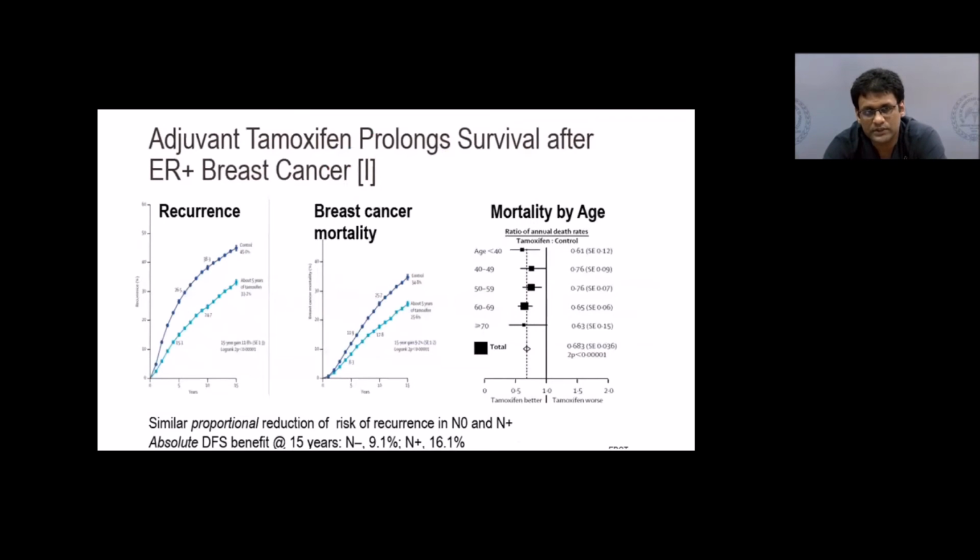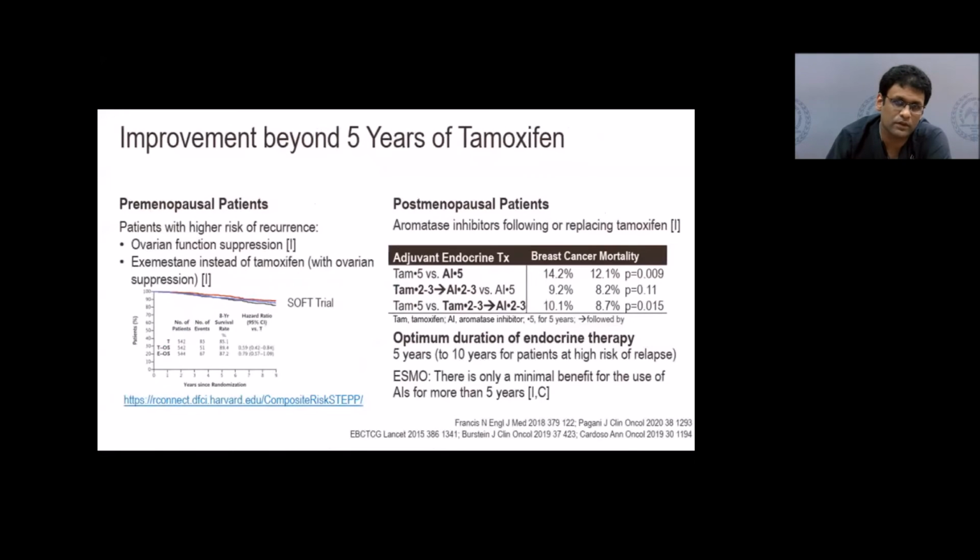The third thing to remember is adjuvant tamoxifen prolongs survival in hormone receptor positive breast cancer. So that's an important takeaway. It's been shown in multiple trials that adjuvant tamoxifen improves their survival, decreases their mortality, decreases their recurrence rate, and improves mortality by age in almost all subgroups. And so therefore giving patients tamoxifen who are ER positive is essential.